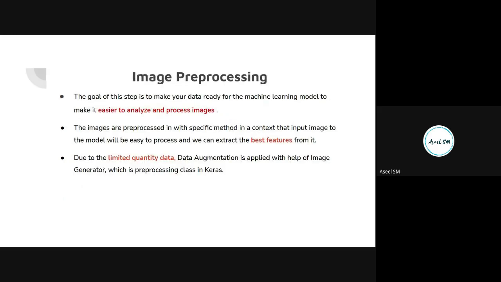So image pre-processing. What we are doing here is making our data ready for training, so it will be easy for the model to process and analyze our images. If we pre-process in a correct manner, we can extract the best features from our images, and it will improve our efficiency. I'm also doing data augmentation because we have only 2,500 images, which is less for generating a model. So I'll be using a data augmentation method, which will multiply the number of data in my data set. I'm using this with the image generator, which is a library in the Keras API.